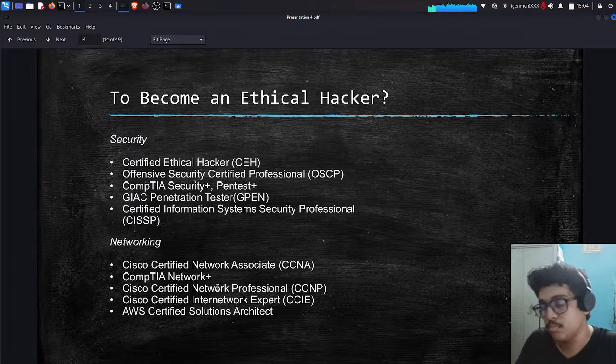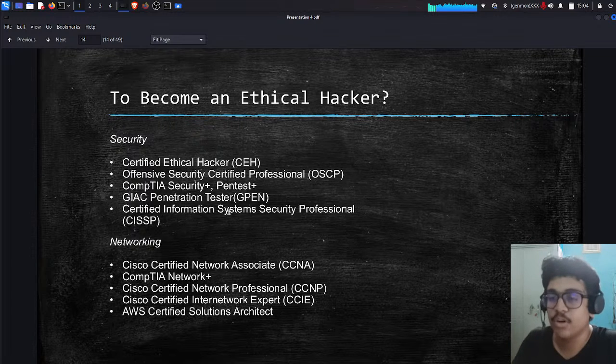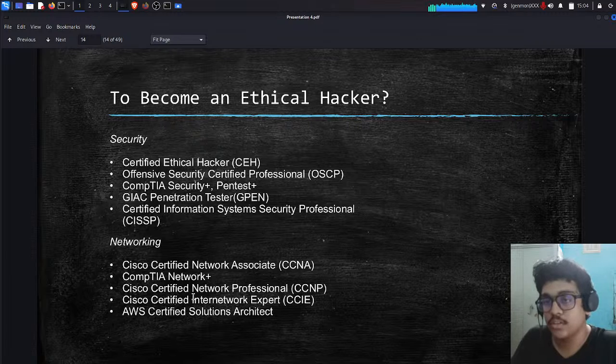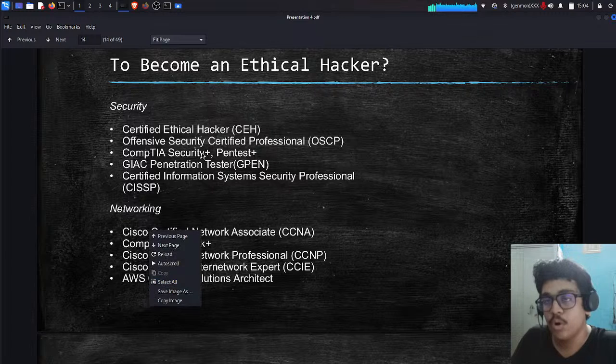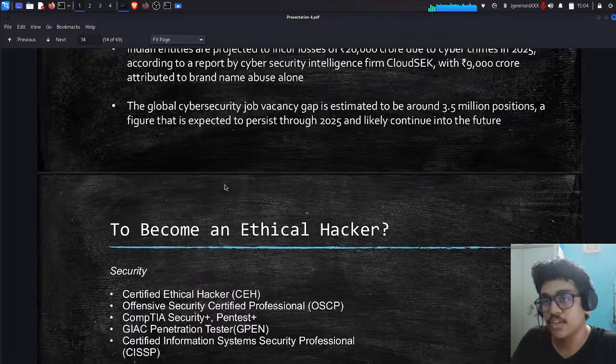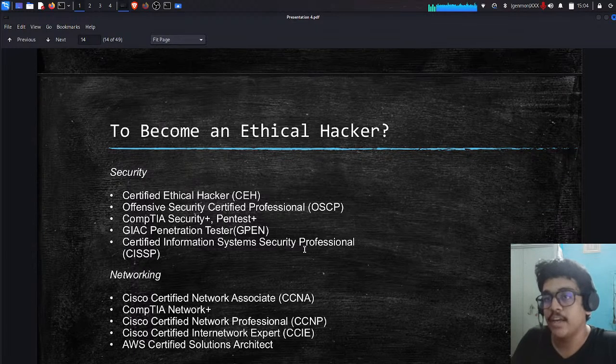This certificate is more for network engineers. So next we have AWS Certified Solutions Architect. If you want to achieve any certification in AWS, you should go for cloud certifications. These are the best and most in demand these days.